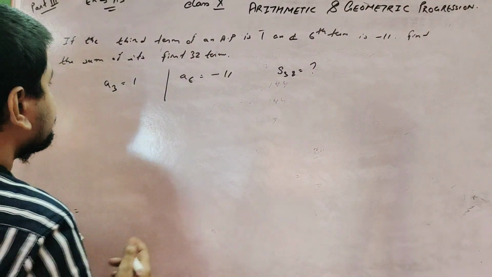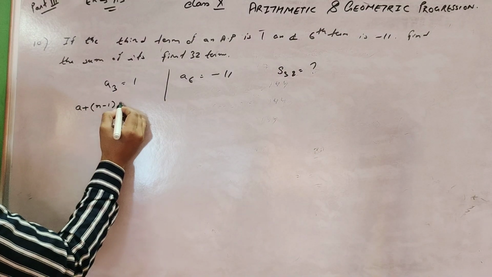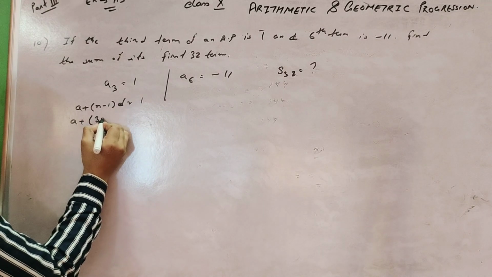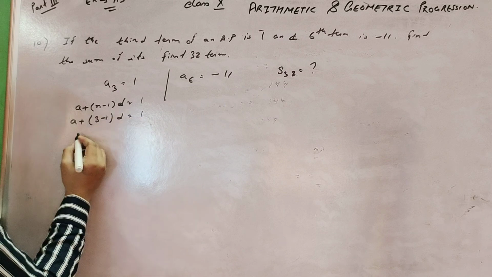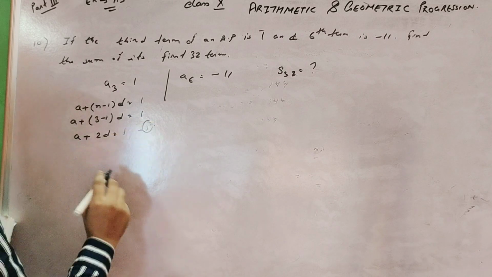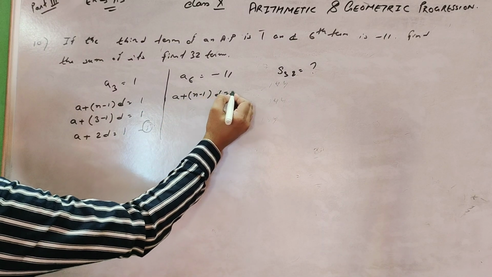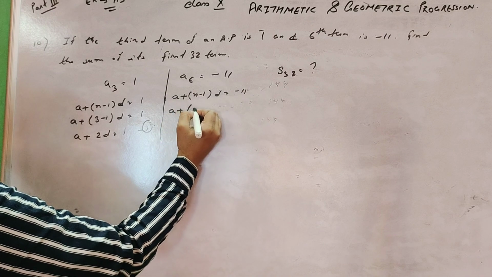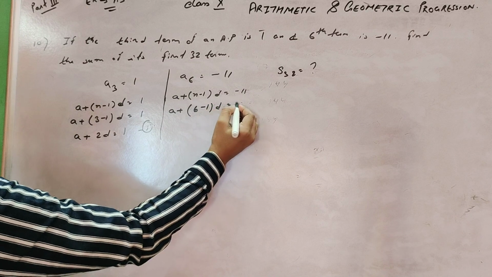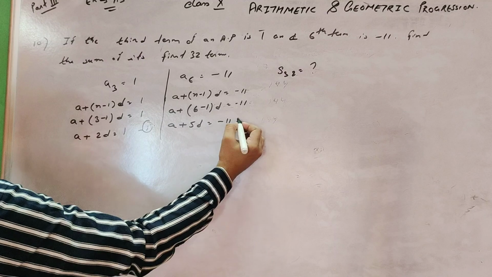Okay, so a3 is equal to 1, that is a plus n minus 1 d equals to 1 is given. So in place of n, that is 3, minus 1, d equals to 1. So a plus 2d equals to 1, this is equation 1. Okay, so a plus n minus 1 d equals to minus 11. a plus, in place of n we write 6, 6 minus 1, d is minus 11. So a plus 5d equals to minus 11, this is equation 2.